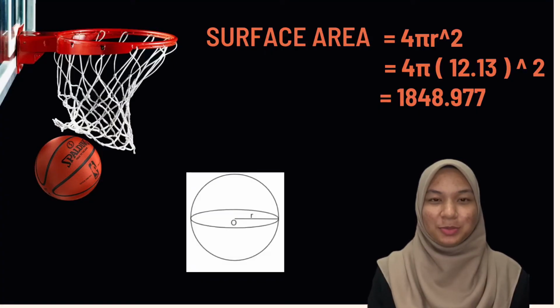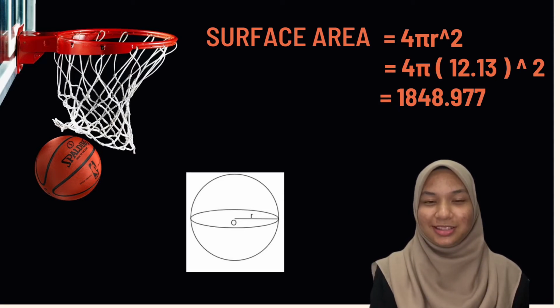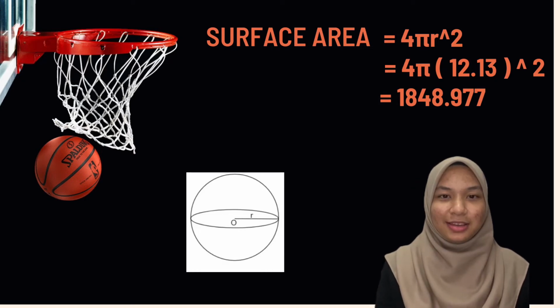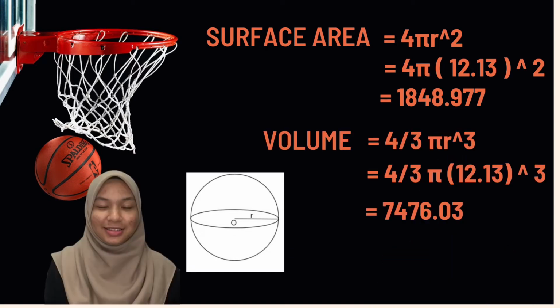Next, we want to present the surface area of a basketball, which is a sphere. The formula of surface area of a sphere is 4 pi radius squared. The calculation is 4 multiplied by pi multiplied by 12.13 squared. And the answer is 1848.977 meters squared.